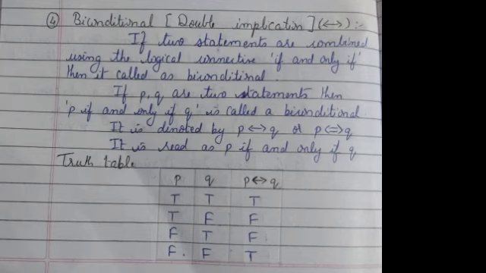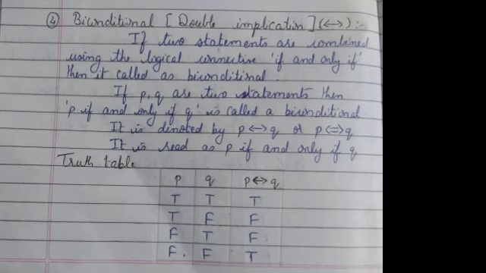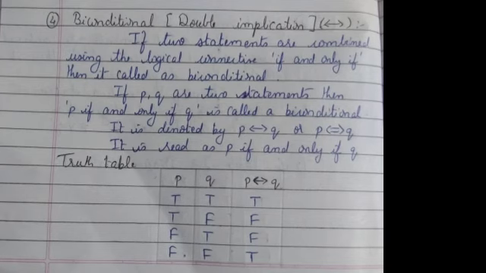We have a similar truth table for biconditional. See here, again there are four entries and three columns. Here we have to remember that T, T is T, F, F is T, and all others are false.